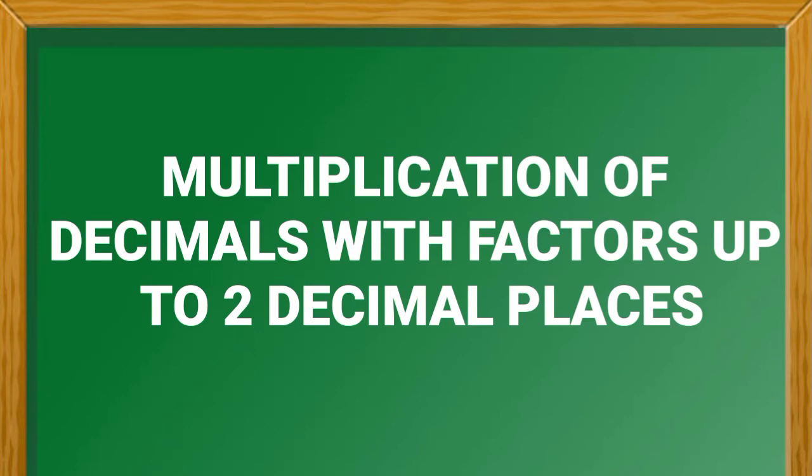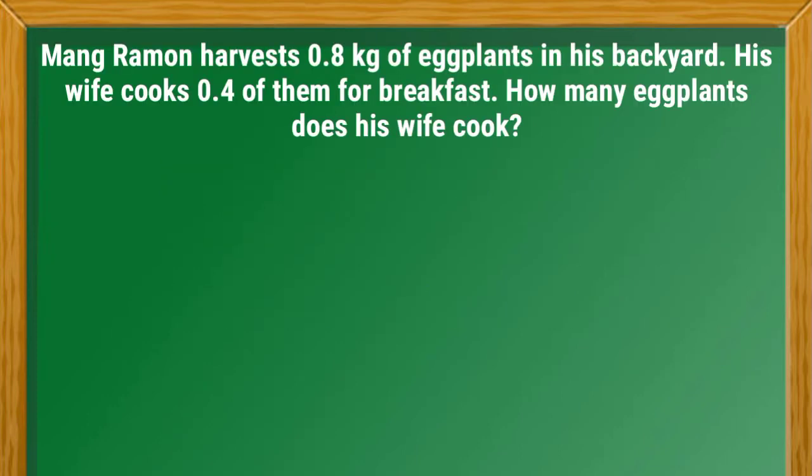So we are now done in the first part of our topic today, which is multiplication of decimals with whole numbers. But this time, we will multiply decimals with factors up to 2 decimal places. Let's have problem number 1.